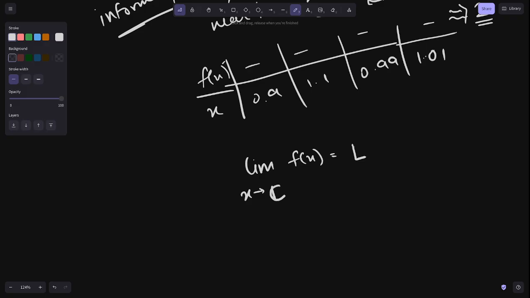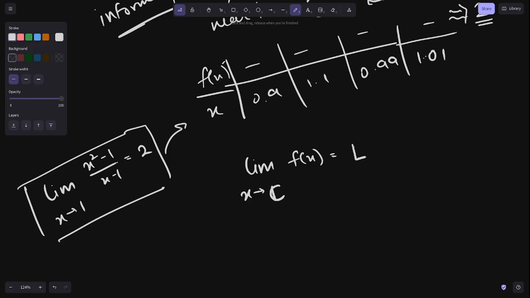So let's say it goes to C. If we write this formally, limit x tends to 1 of (x square minus 1) by (x minus 1) is equal to 2. So this is the formal definition, how you write this whole thing. Okay, so let's explore this.